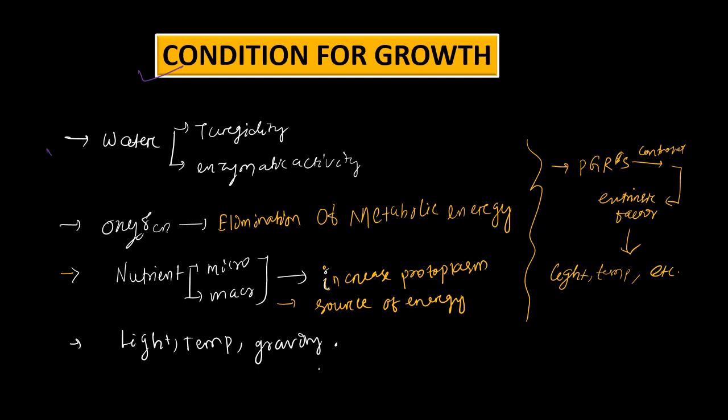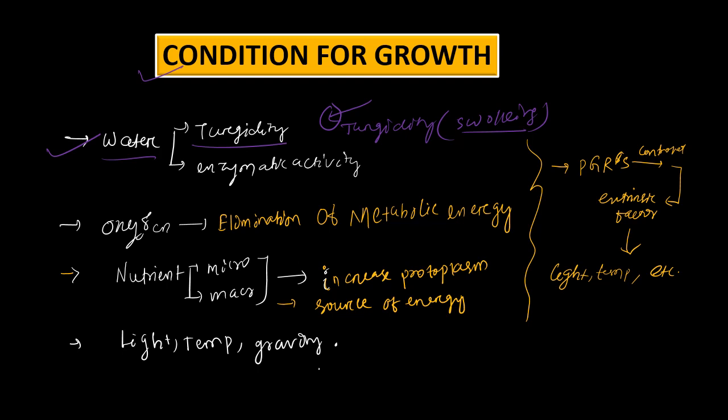First is water. This water affects the plant. So how does water affect it? Water provides turgidity. How? Let's consider this is a cell. If water enters this cell, it provides turgidity. What is turgidity? Turgidity means the swelling of the cell.